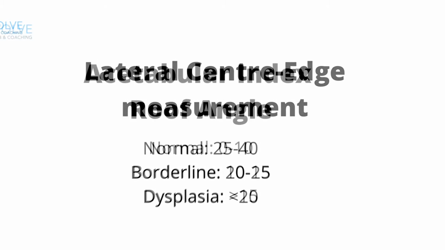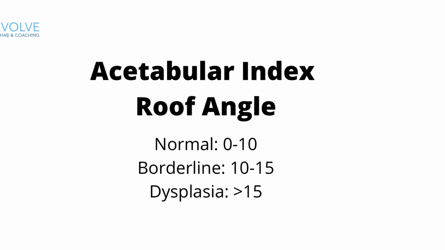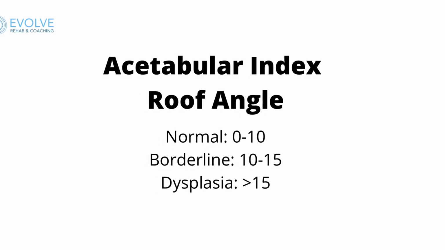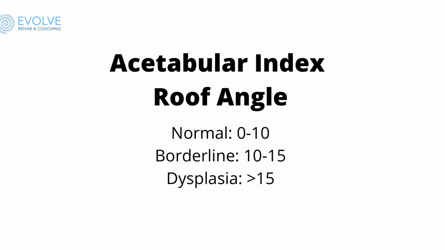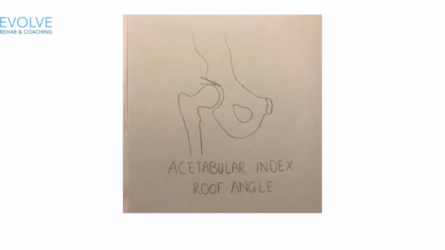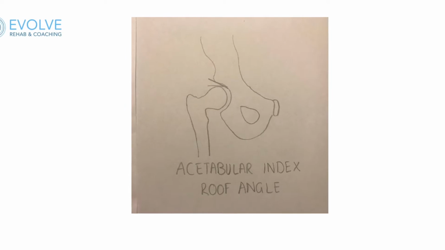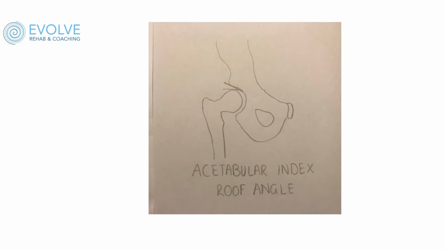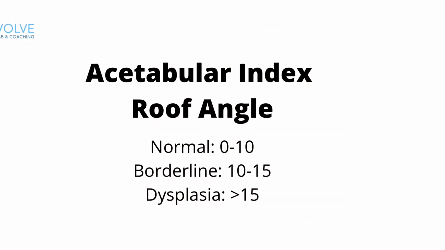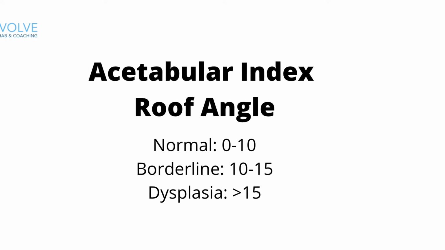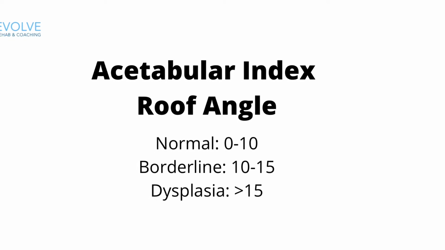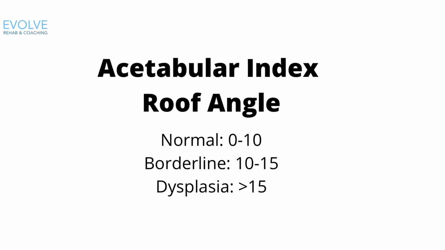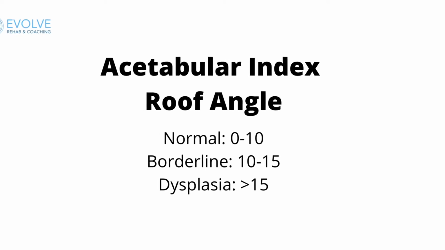And then another measurement that's taken from a plain x-ray is the acetabular index roof angle. So here they look at the medial weight-bearing structure of the pelvis, and they draw a horizontal line there and then an angled line to the top of the acetabulum. And here normal is 0 to 10 degrees, borderline is 10 to 15 degrees, and dysplasia is greater than 15 degrees. So you can see this is all showing that there isn't much acetabulum covering the femur.